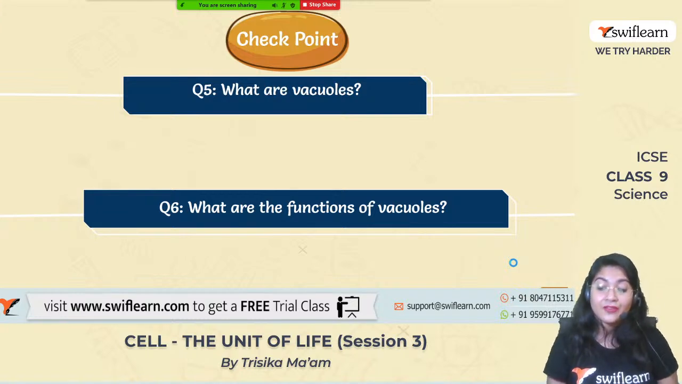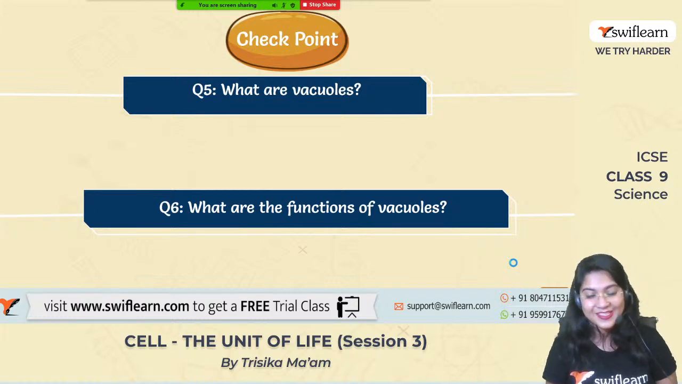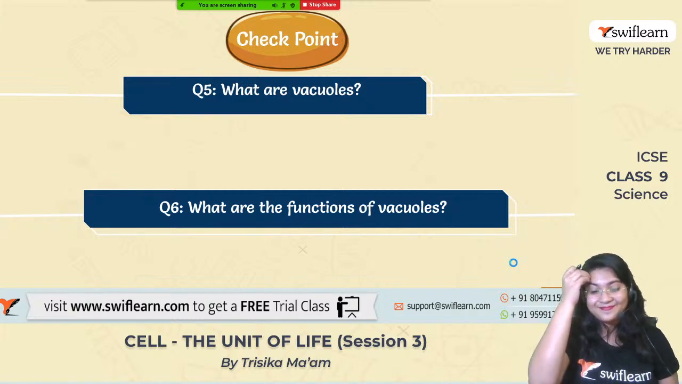Very good, Vaishnavi. Yes, that is the chloroplast, chromoplast, and leucoplast. These are the three different types of plastids, right? Okay. So now tell me, what are vacuoles? Yes.